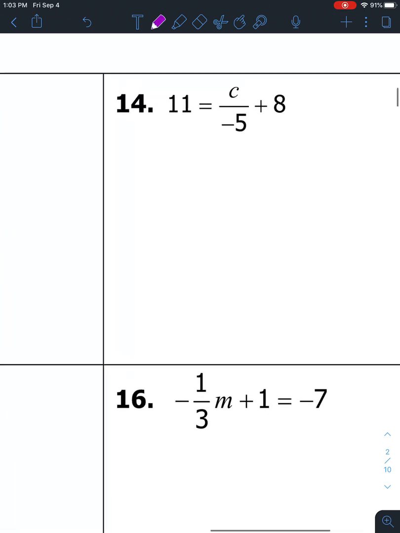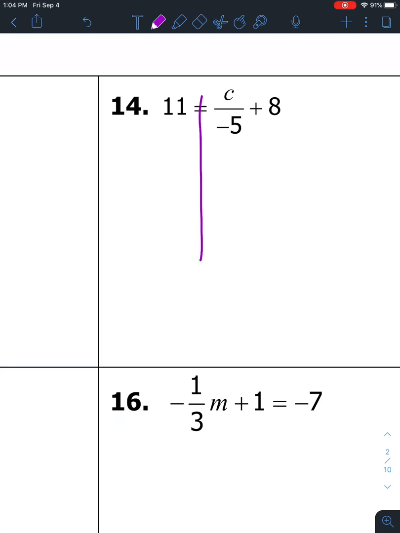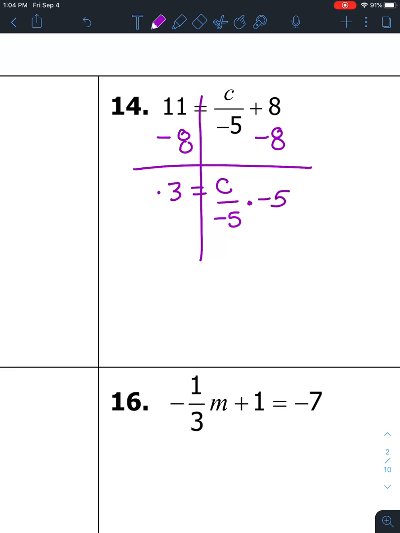Okay, let's go on to 14. Same kind of idea. C divided by negative 5 plus 8. Adding and subtracting first, then multiplying and dividing. It says plus 8, so the opposite is minus 8. 11 minus 8 is 3. Okay, then I have C divided by negative 5. The opposite is multiplying by negative 5. So that gives me negative 15 equals C.